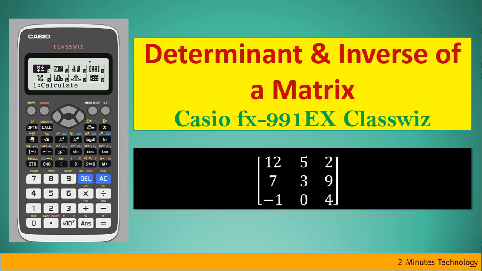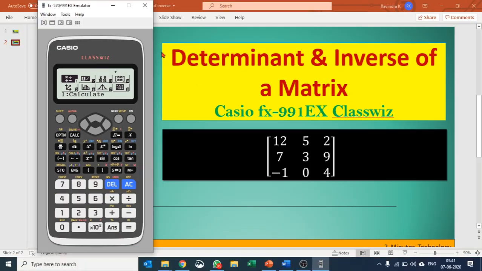Determinant and Inverse of matrix on Casio fx-991EX Classwiz. We have an example, we have a matrix there, you can see it, and we would like to find out determinant and inverse of it. I'm going to use Casio 991EX scientific calculator emulator. If you want to know how to download it, you can click the link at the top.